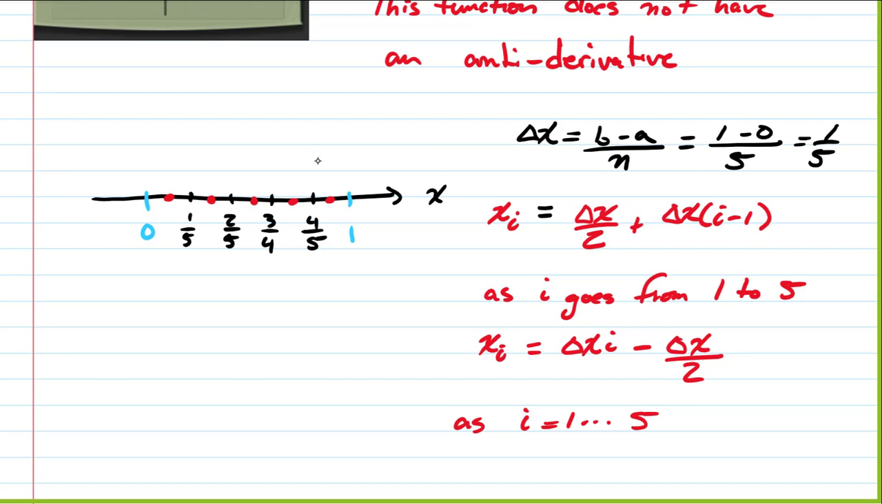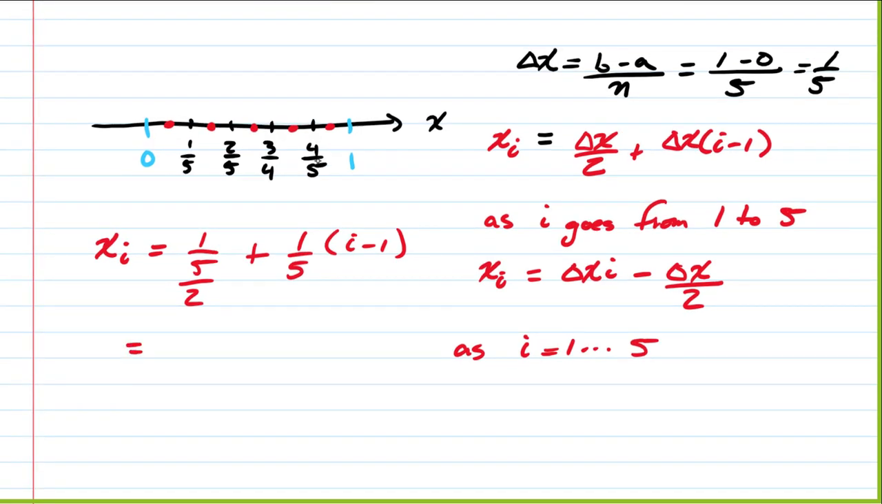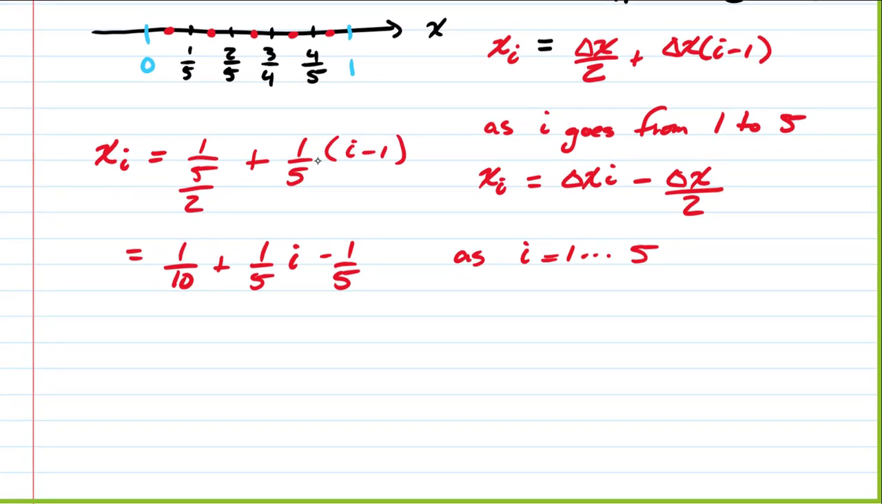So let's go ahead and do that for either one of these. So then our x sub i, I'm going to use the top formula. Our delta x is 1/5. So it's 1/5 divided by 2 plus our delta x, which is 1/5, times i minus 1. So 1/5 divided by 2 is 1/10 plus 1/5 i minus 1/5, which would then simplify. So that's 1/5 i minus 1/10, which is really just the long way to get the same thing you'd get if you use the other one.